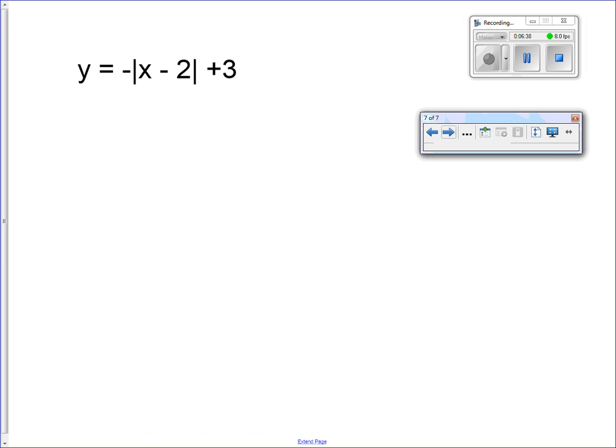Okay, here's an absolute value function. I can tell that this absolute value function is opening down because of the negative in front of the absolute value. I can also tell the vertex of this function. Absolute value bars act like parentheses. Anything in parentheses changes sign. So the x-coordinate is positive 2, and the y-coordinate is positive 3. That plus 3 is not in any sort of parentheses or bars or brackets. This is the vertex.